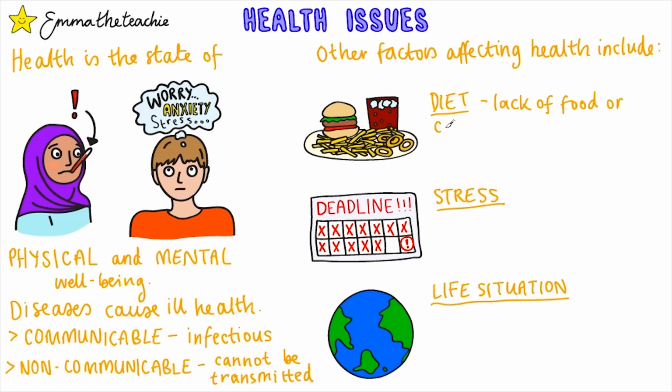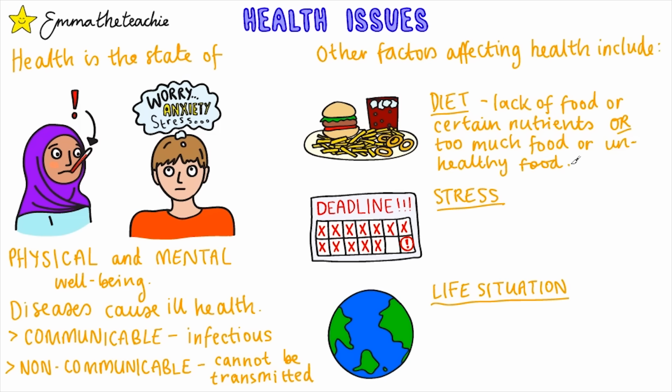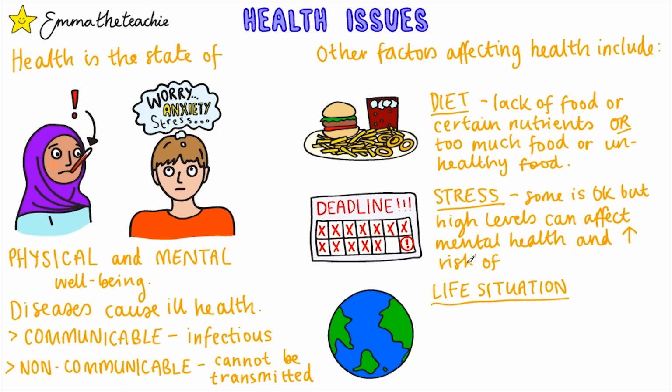Other factors affecting physical and mental health include diet, stress, and difficult life situations. Diet could mean a lack of food or certain nutrients. This can cause diseases like anemia, scurvy, and starvation. Or it could mean too much food or too much of specific unhealthy foods. This can cause conditions like type 2 diabetes and obesity. We all experience stress, and some of this is okay, but high levels of it can affect mental health and even increase a risk of certain diseases like heart disease.